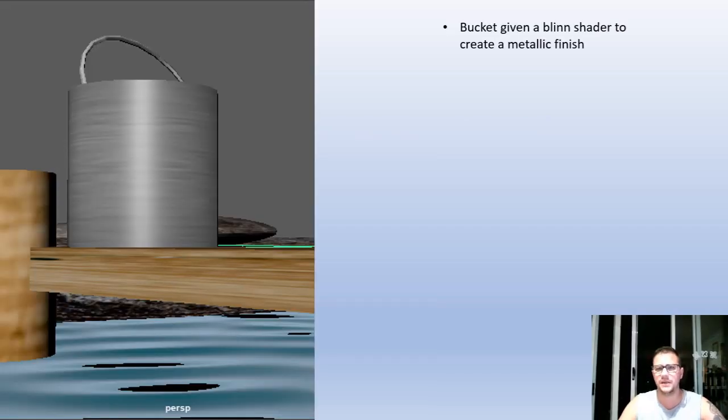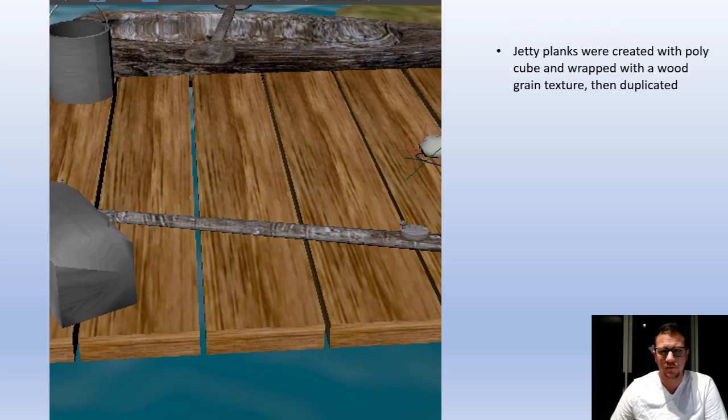The bucket was given a blend shader to create a metallic finish. This was also given to the tackle box. The jetty planks were created with polycubes and wrapped with a wood grain texture, then duplicated so that they were all the same.